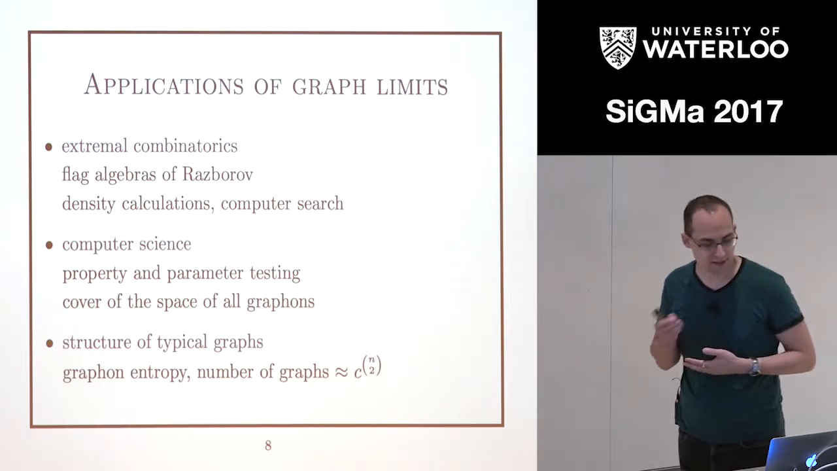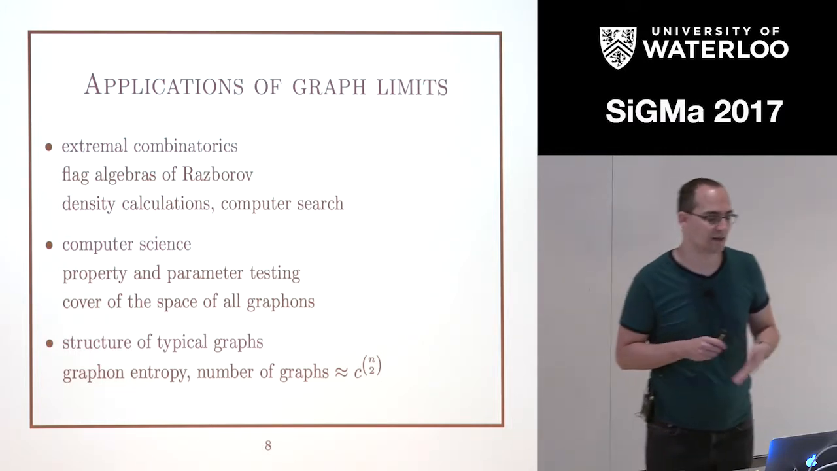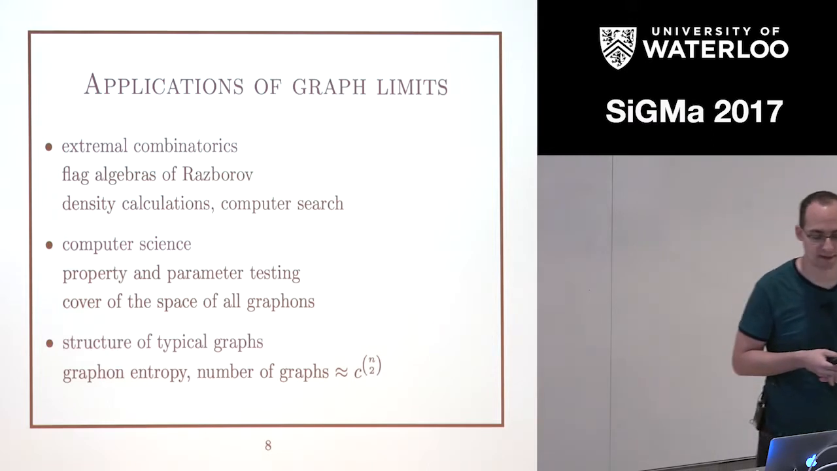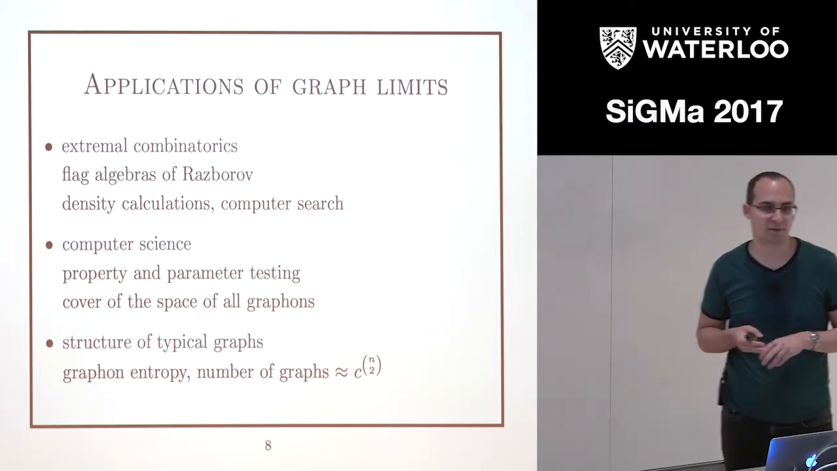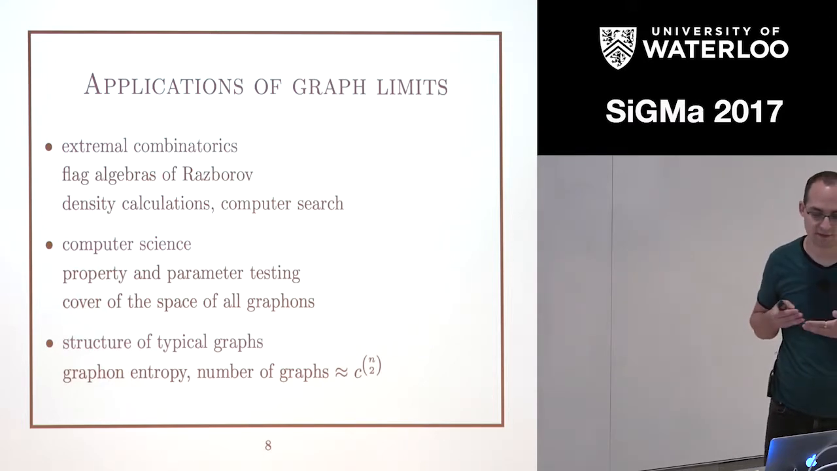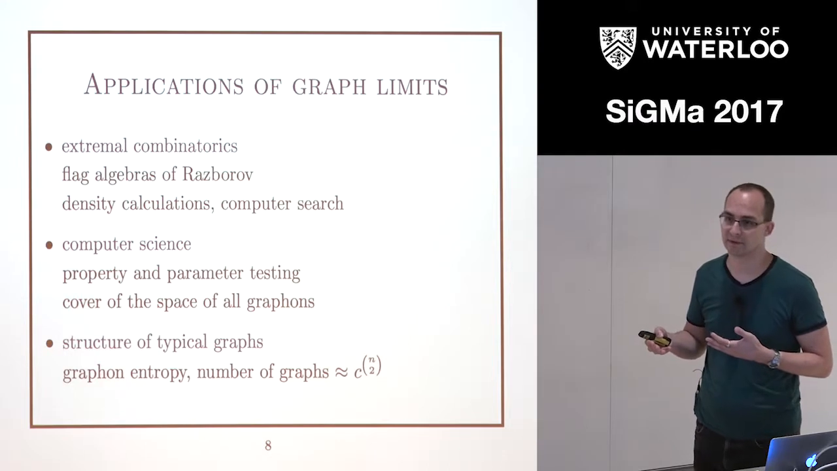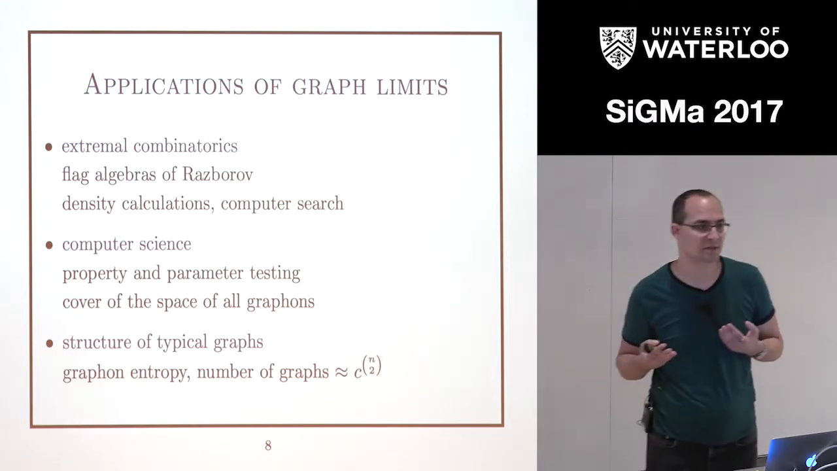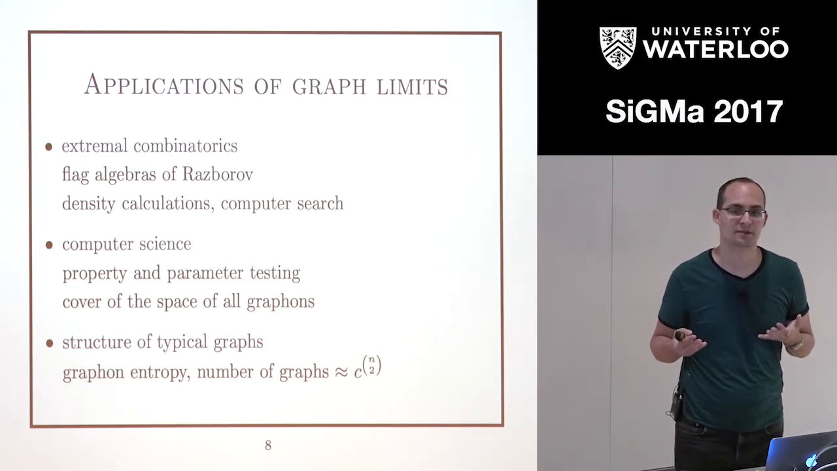I will mention very briefly some applications in computer science, in particular in the area of algorithms for property and parameter testing. And I will also mention the notion of GRAPHON entropy, which tells us how many graphs are actually similar to a particular GRAPHON. So if my GRAPHON has a very rigid structure, so maybe it corresponds to the complete bipartite graph, we don't expect too many graphs to be similar to it.